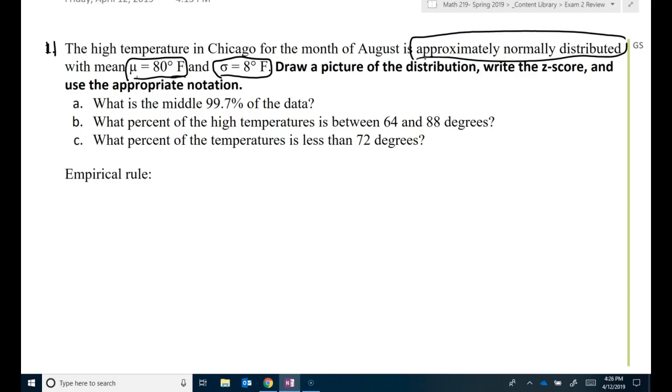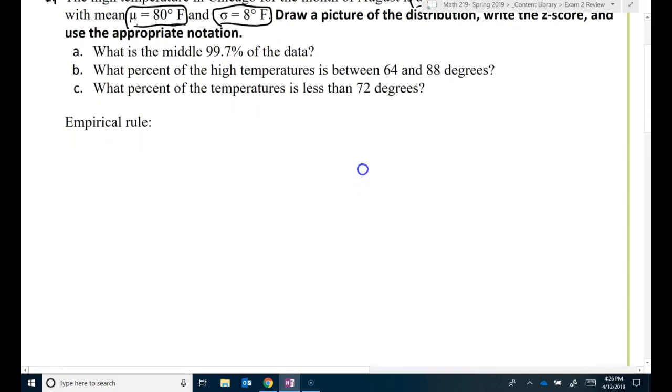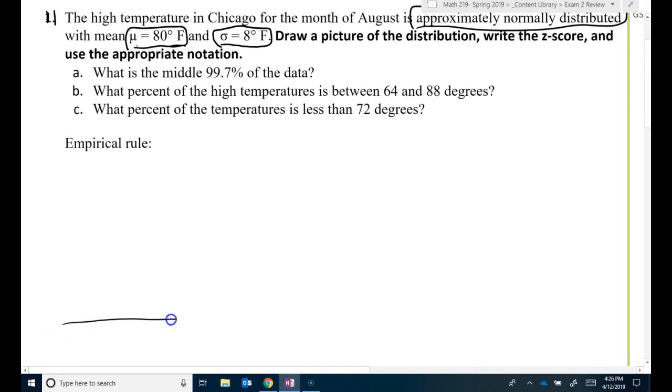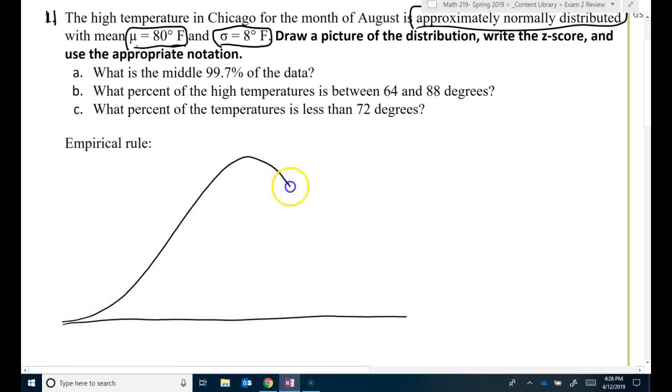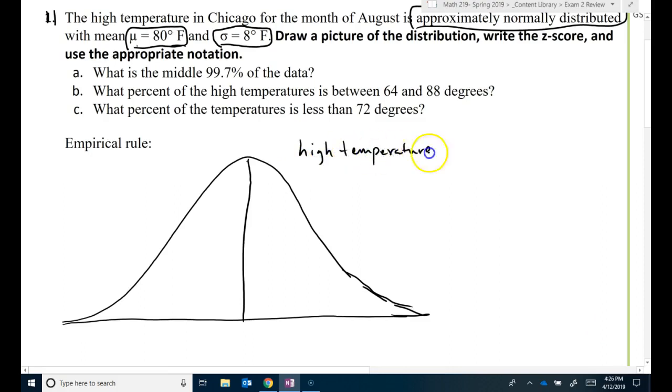And since we know that it's normal, we have something we know about the normal distribution called the empirical rule. The empirical rule tells us how the normal distribution is divided up in terms of the amount of data between certain numbers of standard deviations. So let's look at this distribution. It is for the high temperature in August in Chicago, and at the center of it, because it's normal, is the mean, 80 degrees.